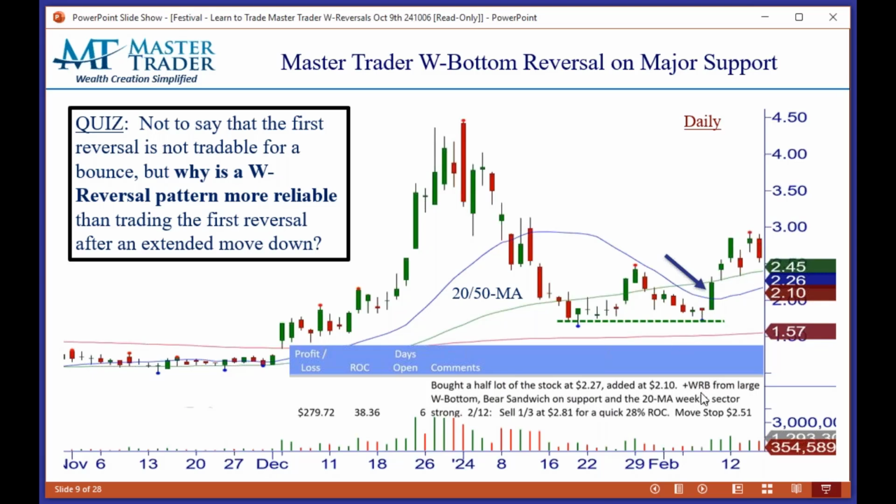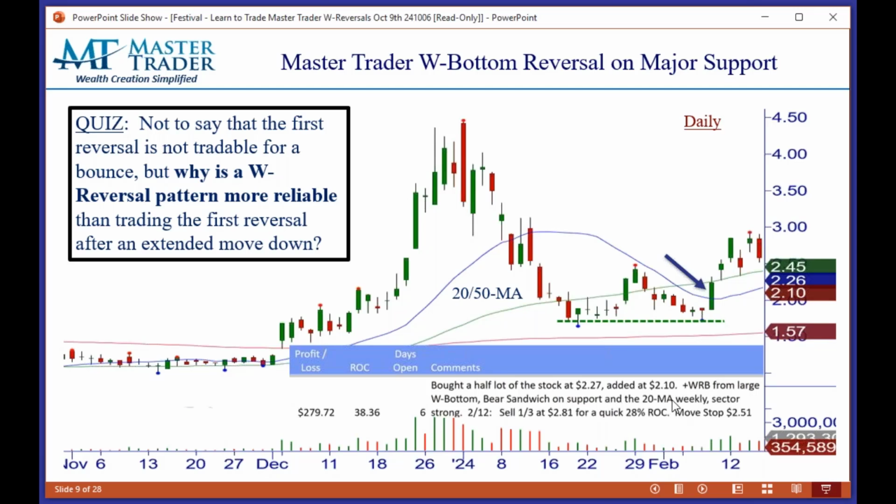We give the technical setup: a wide range bar from a large W bottom, bear sandwich on support, and the 20 MA on the weekly. What the heck does that mean, Dan? Well, do you remember on the first slide when I showed you our technical approach, multiple time frame alignment is one of our criteria. I'm not showing you the weekly chart, but I'm telling you here in words for subscribers, this goes out by telegram. They're in live, anywhere you are in the world, you get a telegram alert.